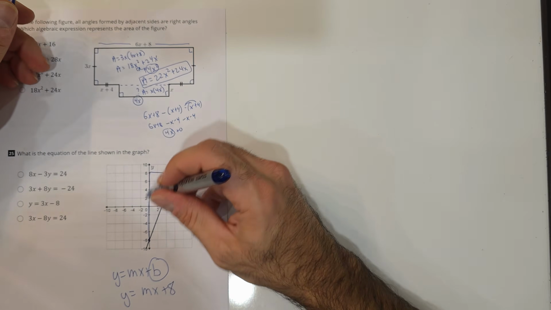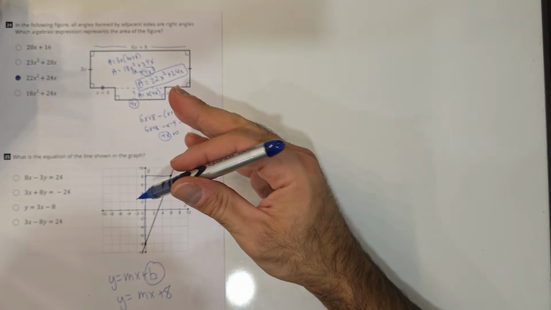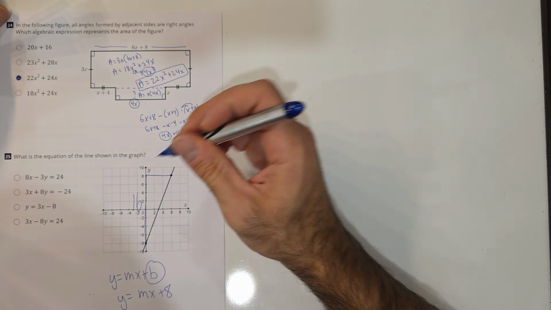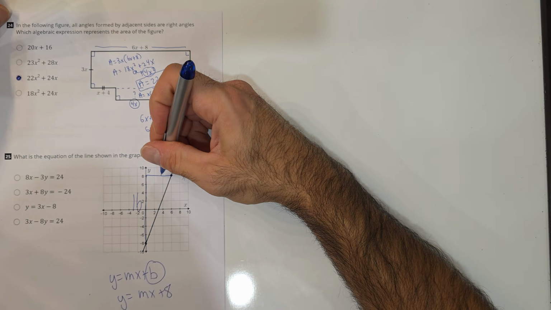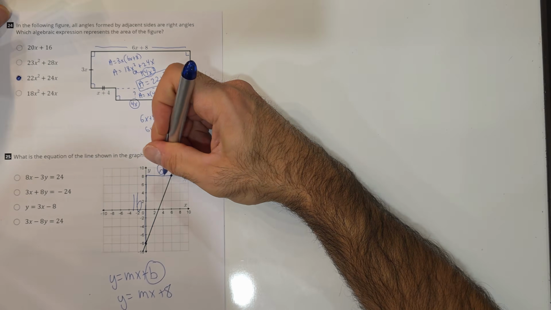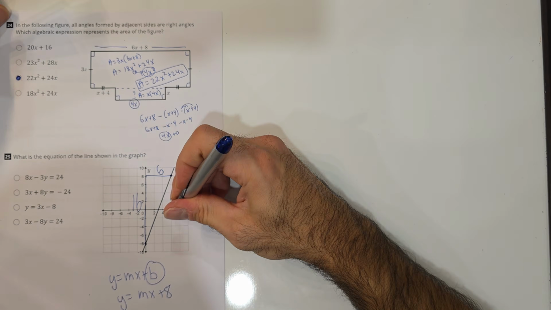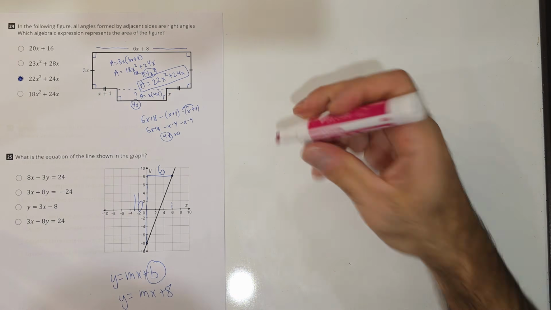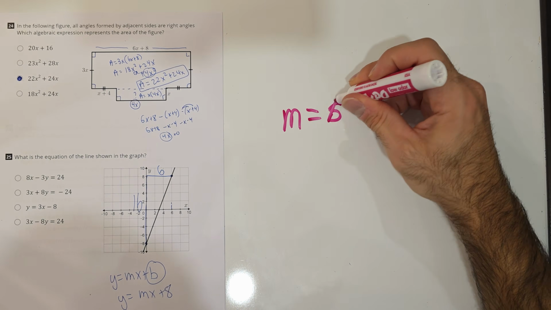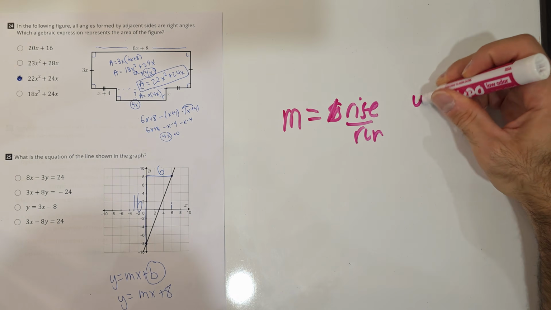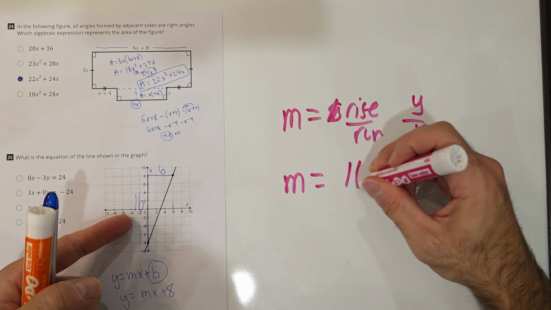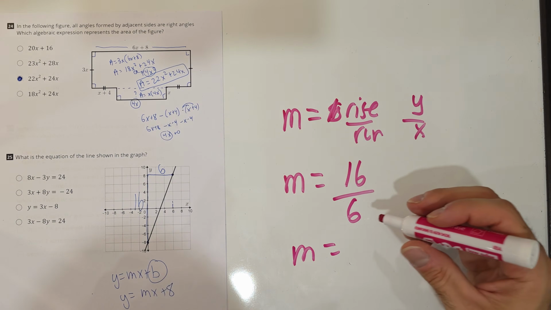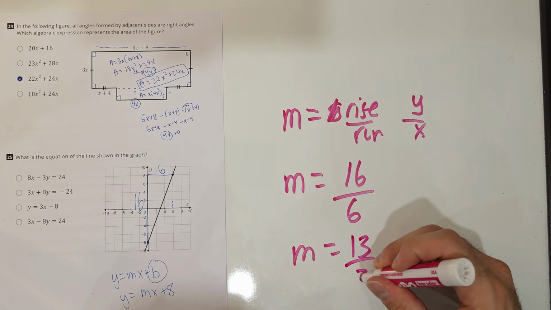Mistake alert. When you're doing something on the EQAO, you need to look at your scale. This is not going up by 1. This is going up by 2s. So this is a rise of 16. This is not a run of 3. This is a run of 6. And if you're looking up here and you count 3, you're wrong. Because look, it's 6. Okay, so my slope, finally use my board. Slope is always rise over run or y over x. So up and down over this. I can reduce this, so please reduce it. And this is going to be 13 over 3.